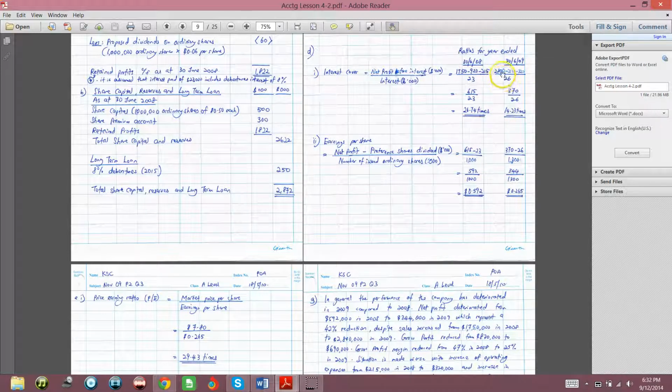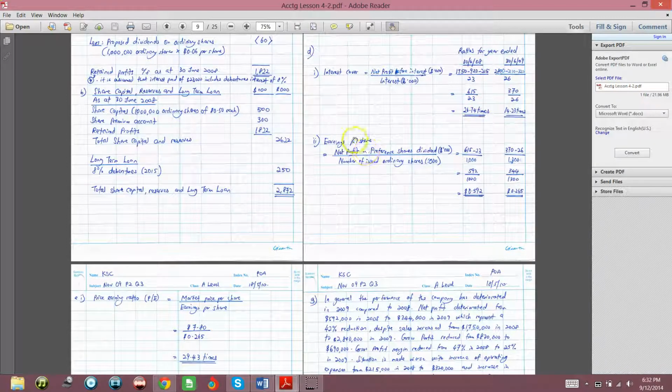So net profit is your sales minus cost of sales, before interest minus operating expense. Okay, this one is also sales minus cost of sales minus operating expense. This is your net profit before interest. Then divide by your interest expense. Then you will get how many times.